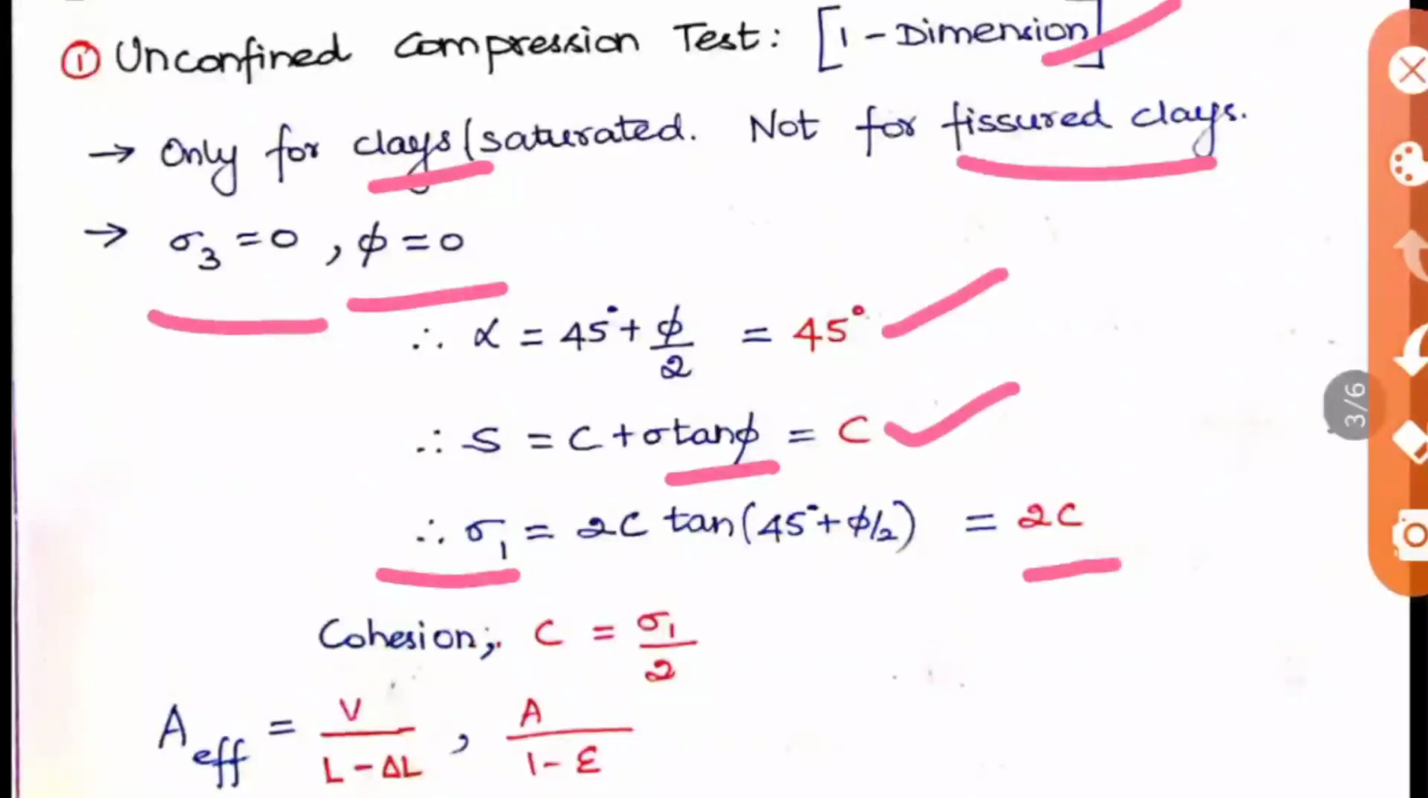So sigma 1 is equal to 2C, which means the cohesion is equal to half the major principal stress. So that is only they have given here, sigma 1 by 2. So using this method we can also find the effective area of the soils. So here they have used this formula, volume and length of that. So it is V by L minus del L, and also using area by 1 minus the strain. So strain is nothing but del L by L.